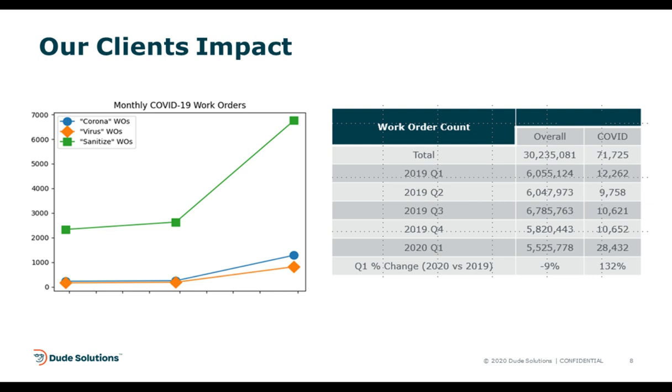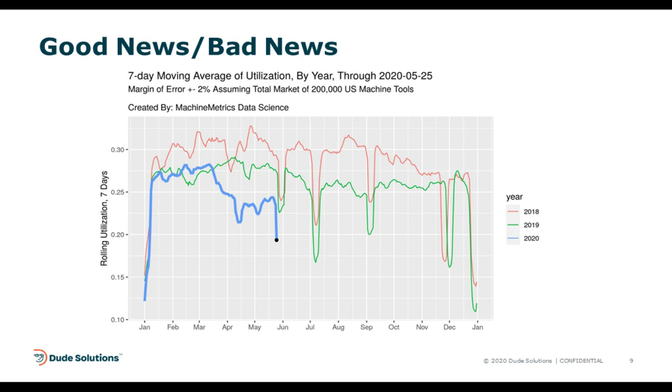On the right-hand side, we started to see an absolute drop in the number of more traditional work orders and a big spike in COVID-19 related work orders. Not unexpected, of course, as we saw manufacturing activity decrease and what work we are doing, big spikes in work orders related to the coronavirus.